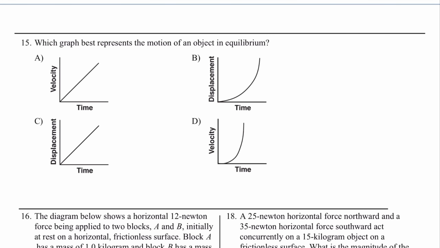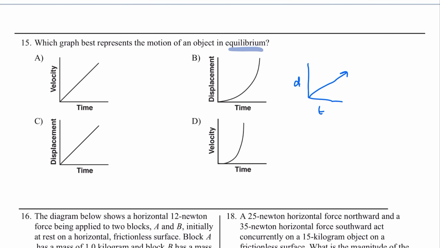So 15. Which graph best represents the motion of an object in equilibrium? So an object at equilibrium is either going to be at rest or at constant velocity. So obviously none of these graphs show an object at rest, so let's look for the one that shows constant velocity. So when an object is at constant velocity, its displacement is uniformly increasing over time. So it's going to be something like this, d over t, and it's going to be increasing like this.